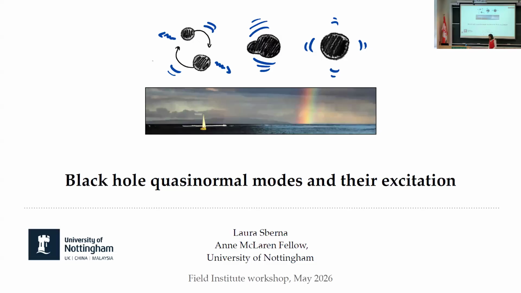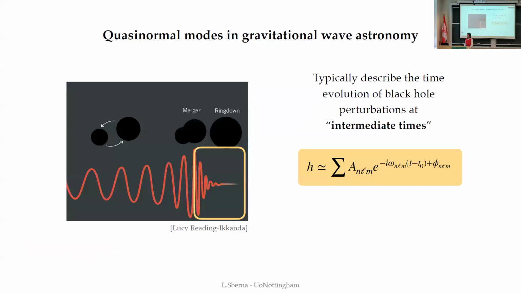I'm going to continue along similar lines from where Zheng left off, talking about linear black hole perturbations. In particular, I want to explore more the question of how black hole quasi-normal modes get dynamically excited, and I want to put this in the context of gravitational wave astronomy. Typically, we say that quasi-normal modes describe the ringdown, the final stage of a binary black hole merger, at intermediate times.